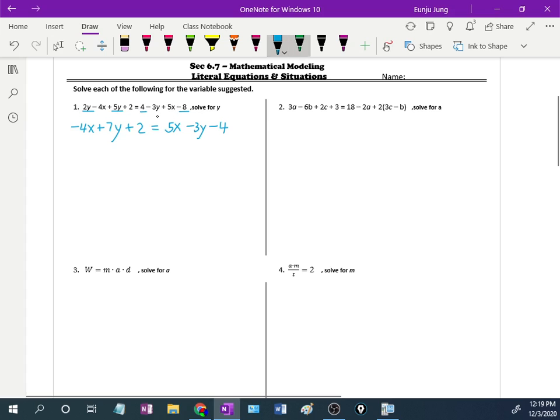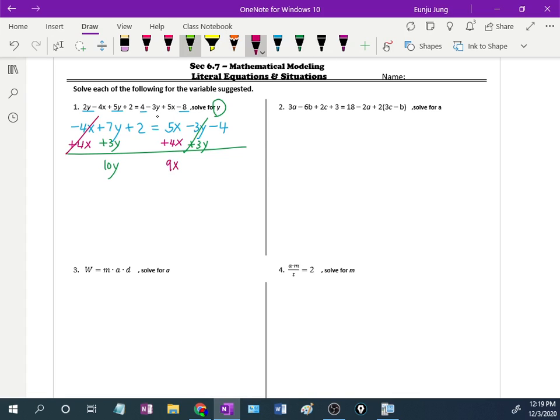And now let's move the terms. I want to solve for y, so let's gather all the y terms by adding 3y on both sides. So this y will be canceled out, right? So we will have 10y here. And I need to move the terms to the other side, so we'll add 4x on both sides. By doing that, we get rid of x from the left-hand side, so this will be 9x.